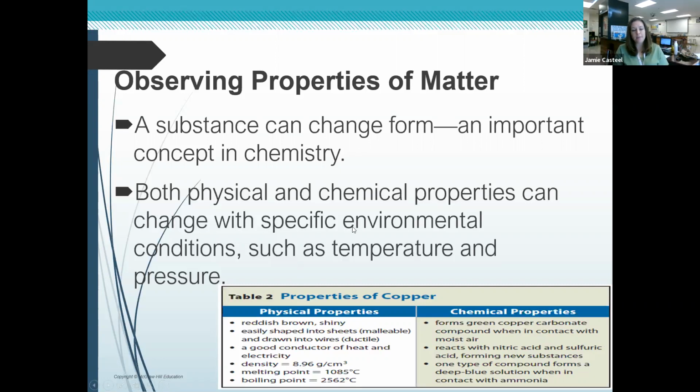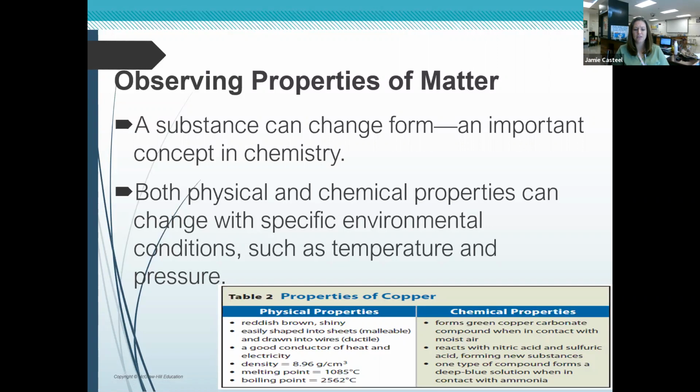Keep in mind a lot of things happen at the right temperature and pressure, and we'll go over that a little more when we talk about gas laws. But if you look down here for copper, physical stuff, stuff that doesn't change the composition: I can tell you it's reddish brown and shiny. I can tell you it's shaped into sheets, or malleable, so I can hit it with a mallet and lay it flat. I can draw it into wire for electric units or housing units. And that is what we call ductility, if I can draw it into a wire. These are terms you're going to need to know, those two in parentheses there.